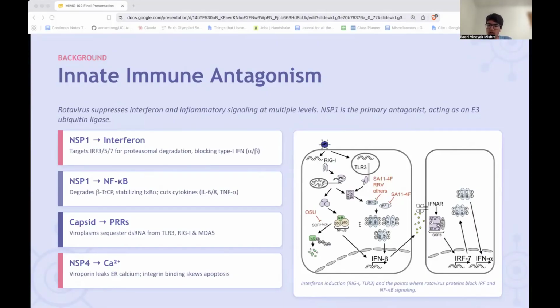On top of that, viroplasms keep double-stranded RNA away from sensors like TLR3 and RIG-I, and NSP4 leaks calcium from the ER to disrupt signaling further. This diagram shows the ER and how the rotavirus blocks the immune system.